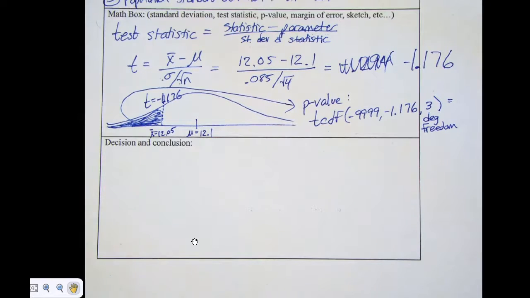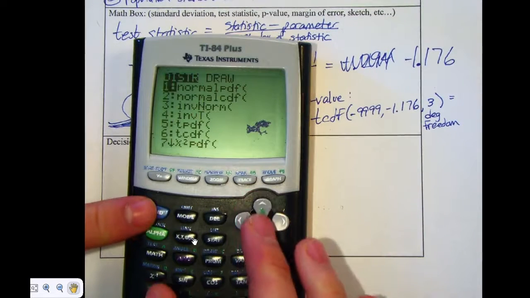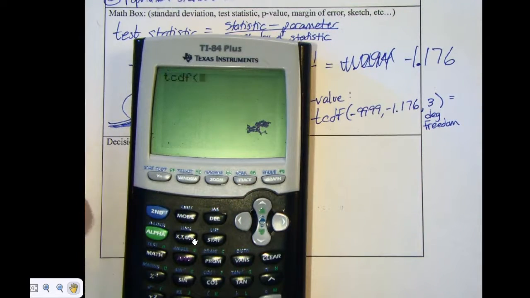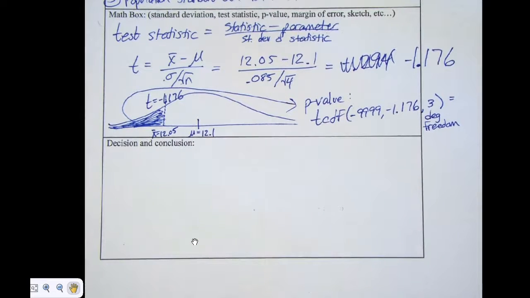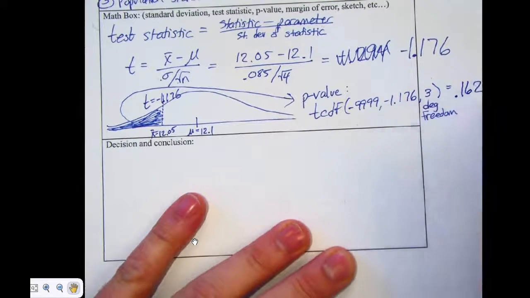So tCDF, if you just go 2nd DISTR and scroll, it's number 6, the same place you would find normalCDF or binomialCDF or geometCDF, in that same menu. So I get 0.162.